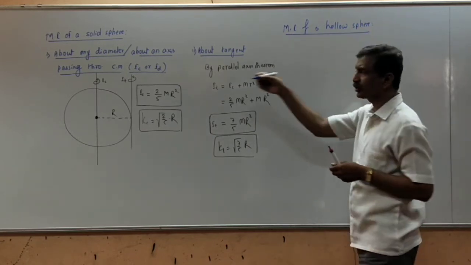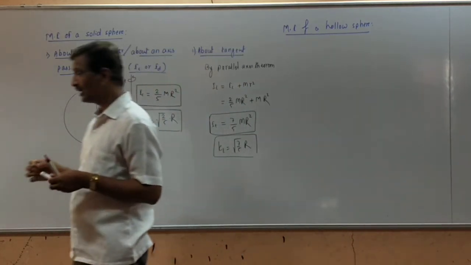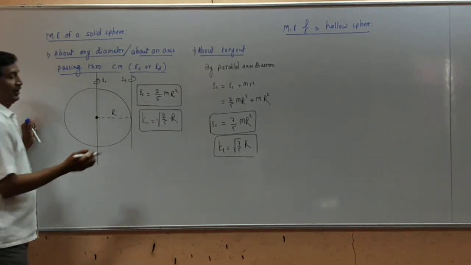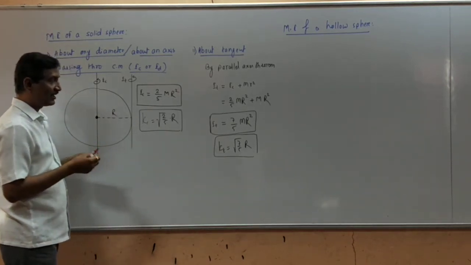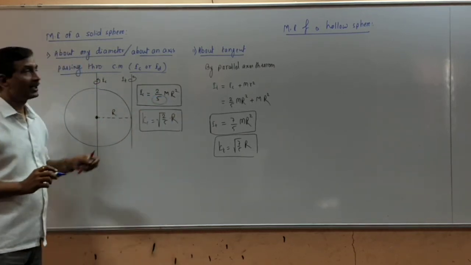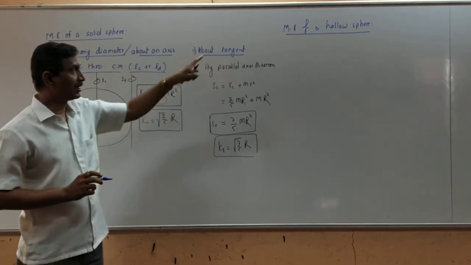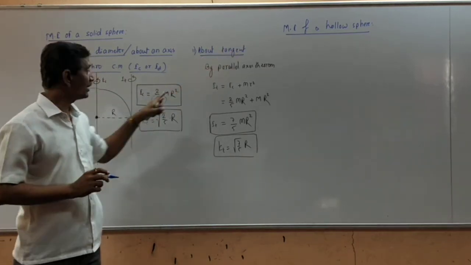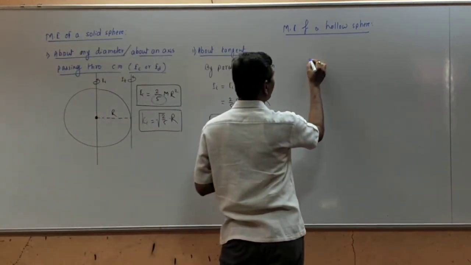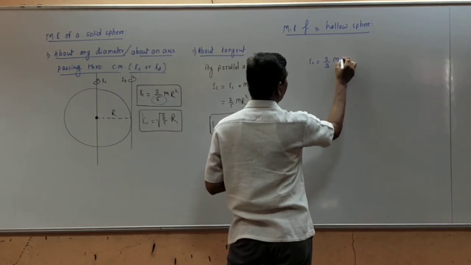So in case of a hollow sphere again two cases are there. So what is the difference between these two cases? Only this digit is different. Means in case of a solid sphere it is 2 by 5 mr square. In case of a hollow sphere it is 2 by 3 mr square. So what is its IC? It is 2 by 3 mr square.